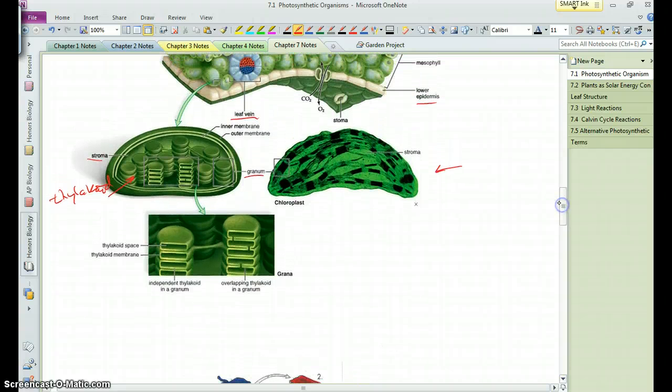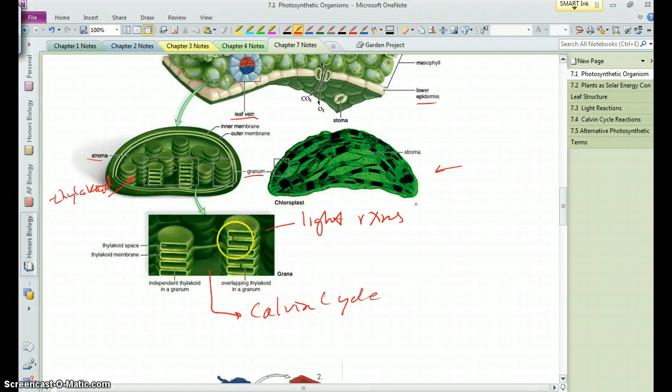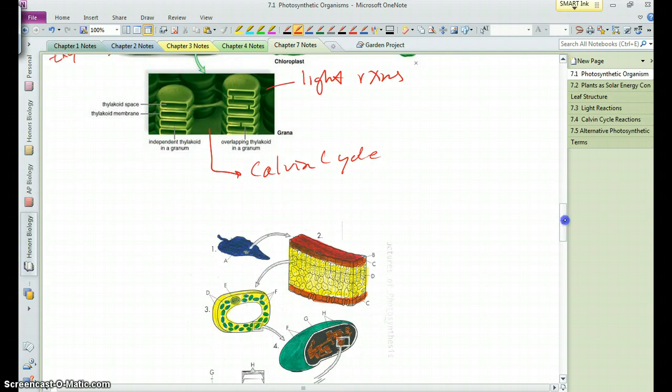Now we'll see later that it's on the thylakoid membrane where a very important step, what are known as the light reactions in photosynthesis, is occurring. In the stroma, between the thylakoid, is where what's called the Calvin cycle is happening. And there are going to be materials, compounds moving between the thylakoid membrane and the stroma as these two parts of photosynthesis are working together.